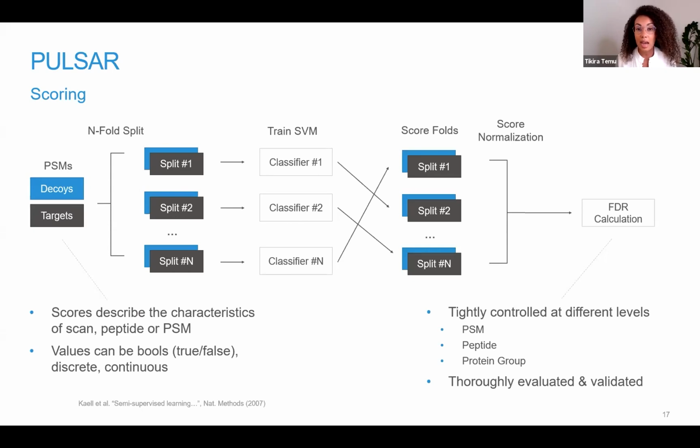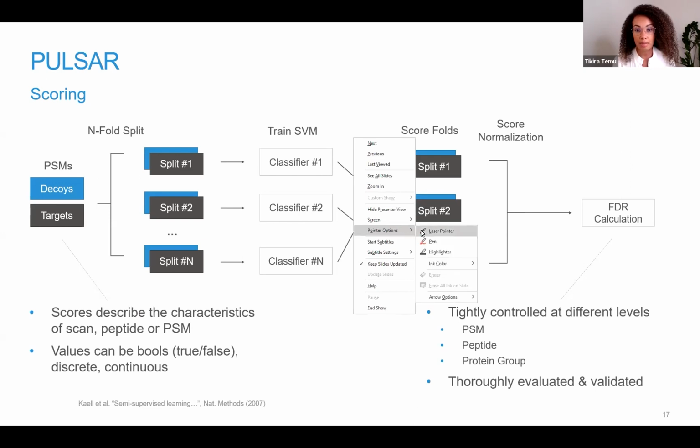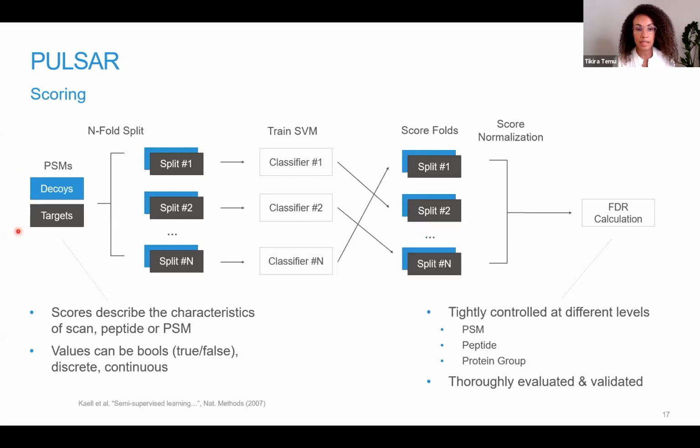Let's have a look at how we apply scoring in Pulsar. So what you can see here on the left-hand side is that we have PSMs, both for target and for decoy, and we use them equally throughout the whole process. The PSMs have multiple scores that describe characteristics of scans or peptides of the PSM, and the values can be discrete, continuous, or Boolean, for instance, just true or false.